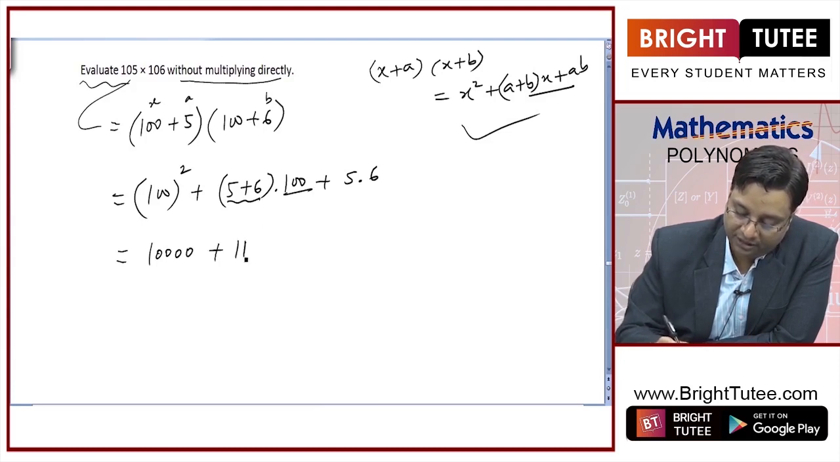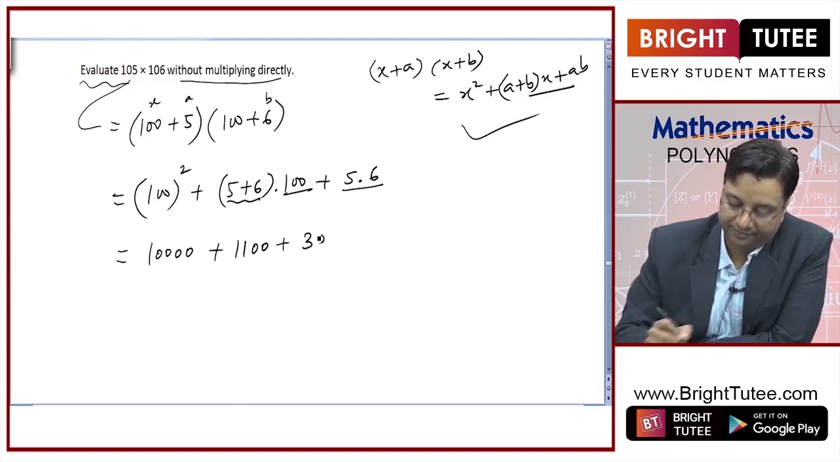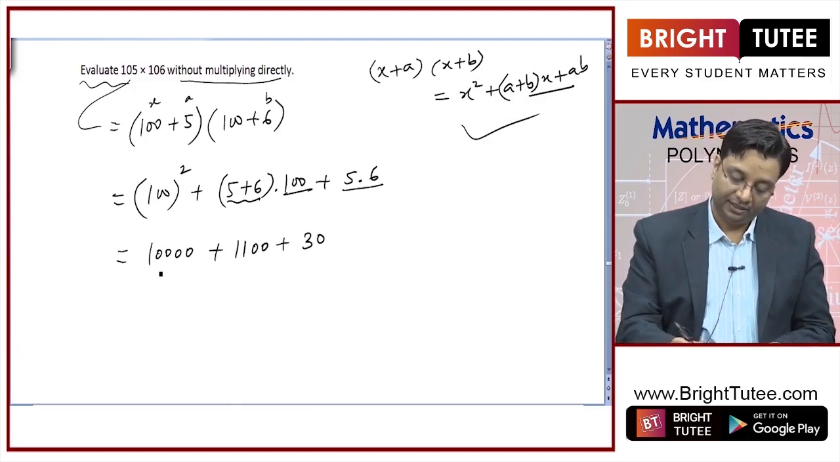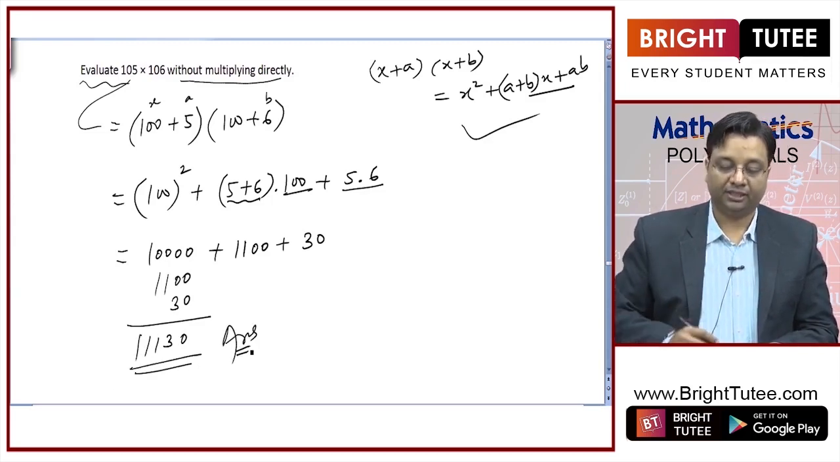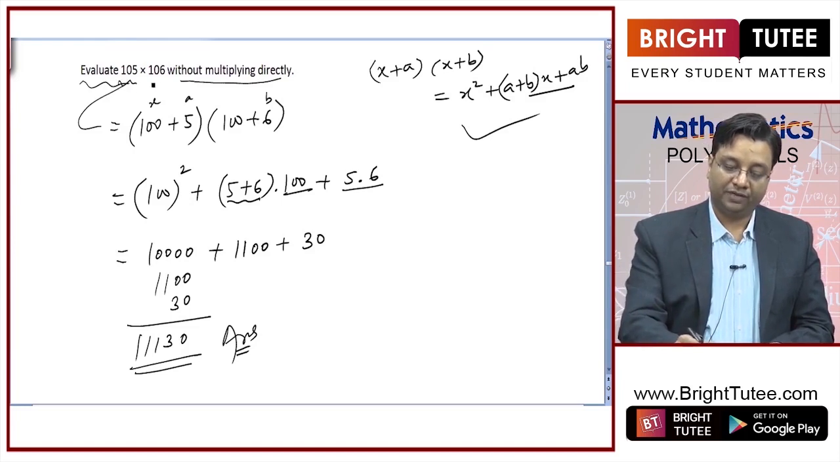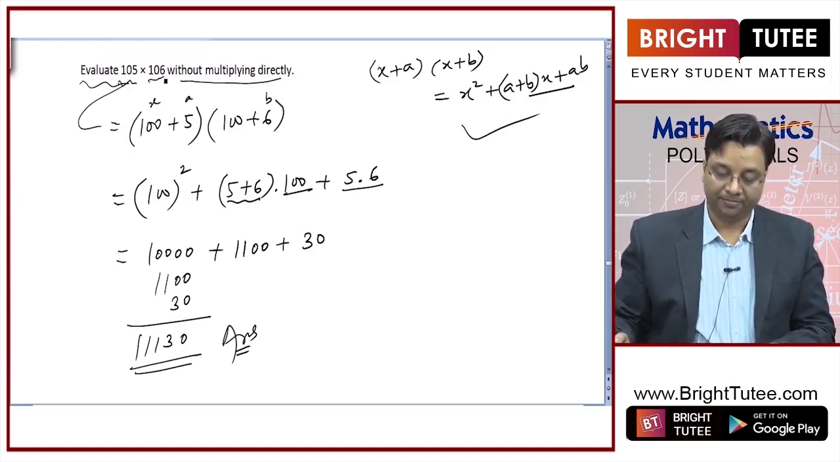11 into 100 is 1100. This is 30. Right. Now you write it below this so that there is no scope of mistake. This is the product 105 into 106.